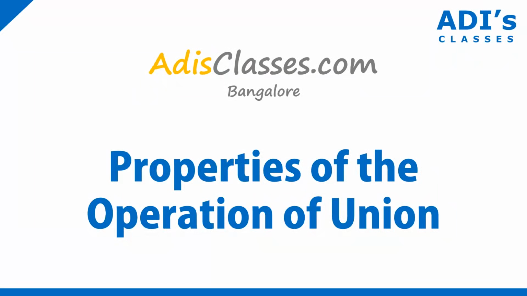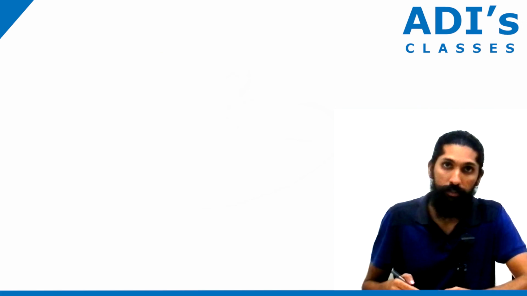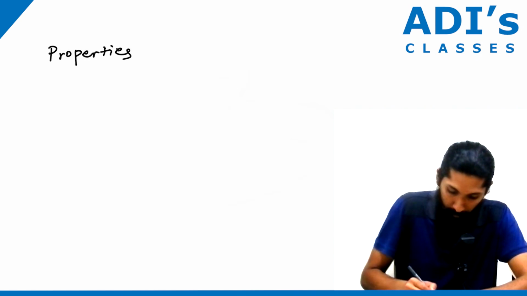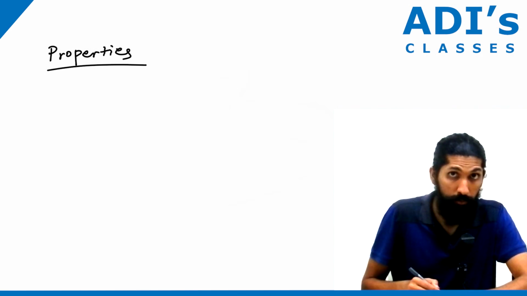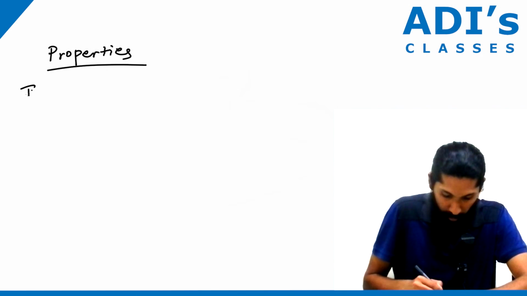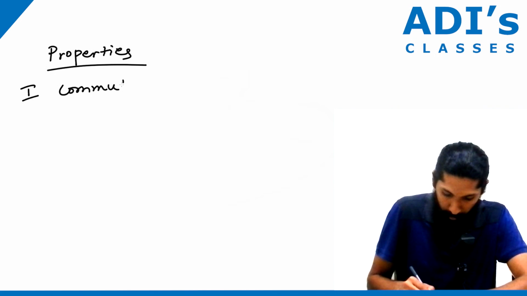Let's discuss a couple of properties of union of sets. Okay, so we'll discuss the properties. Now, in properties, the first one, a very important one, is the commutative property. So, in the first one, we'll talk about commutative.